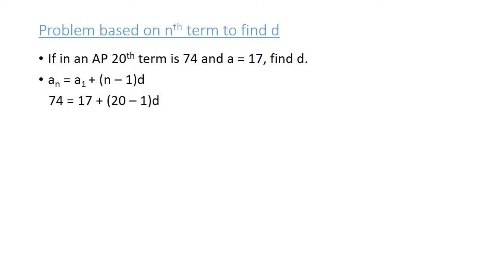Now you see over here 17 can be transferred to the other side. Plus 17 goes on the RHS and becomes minus 17. 20 minus 1 is 19. So 74 minus 17 will be 57. 19 goes on the other side, because 19 into D is multiplication. Multiplication goes on the other side and becomes division. So 57 divided by 19 will give us the value D is equal to 3.